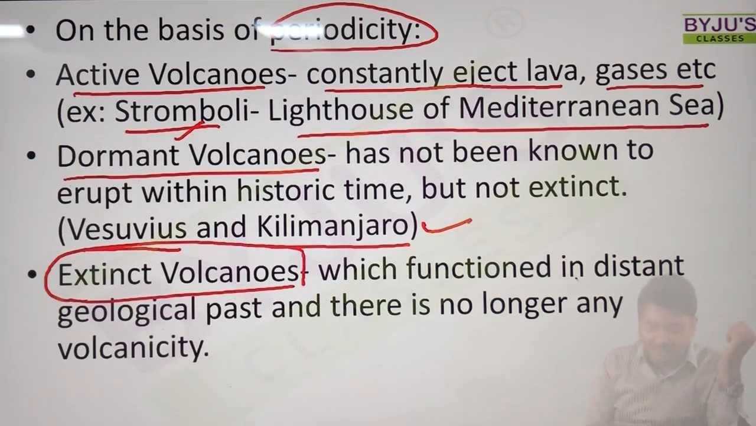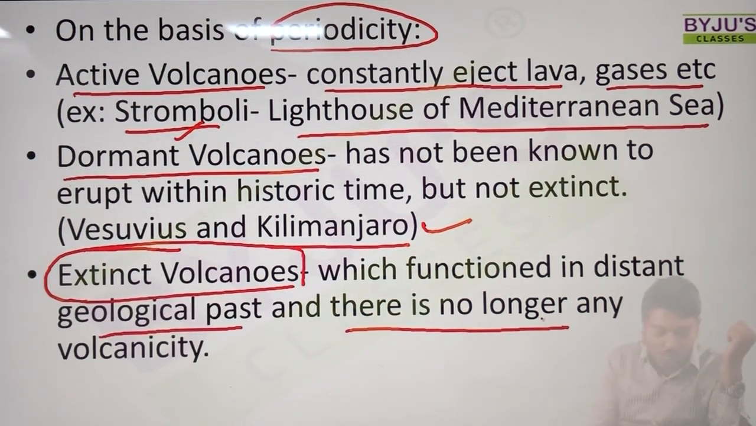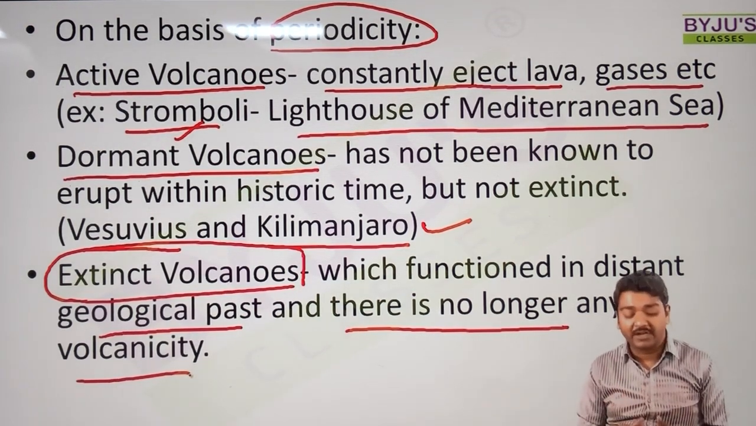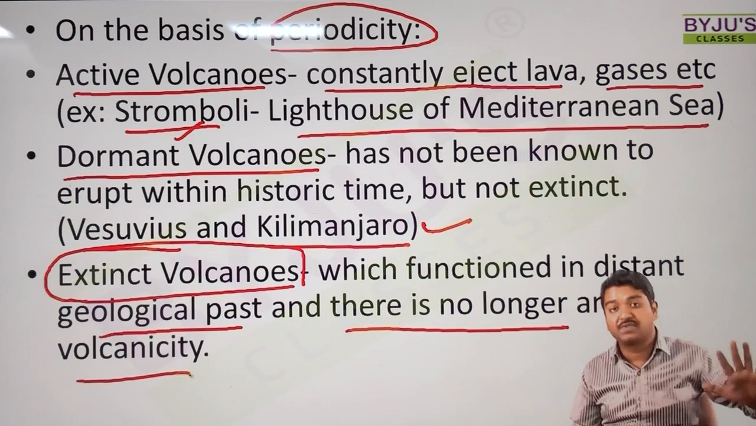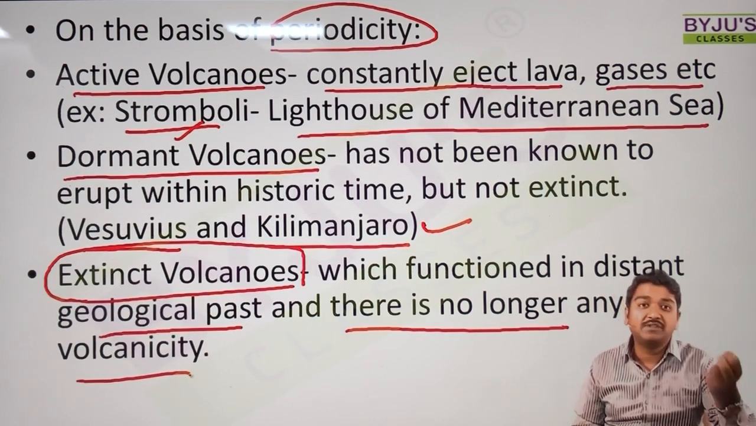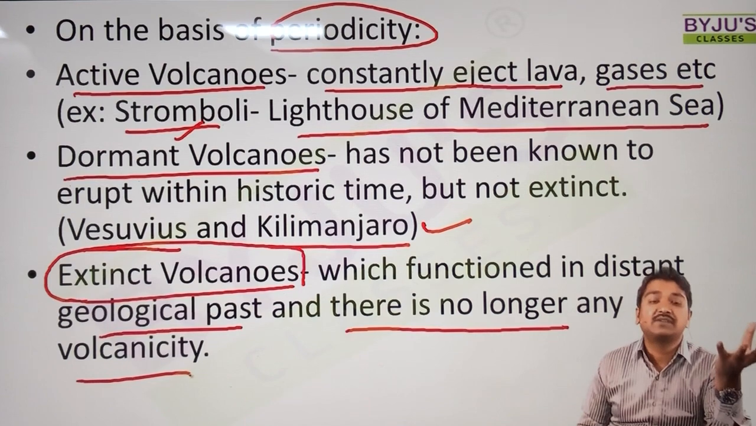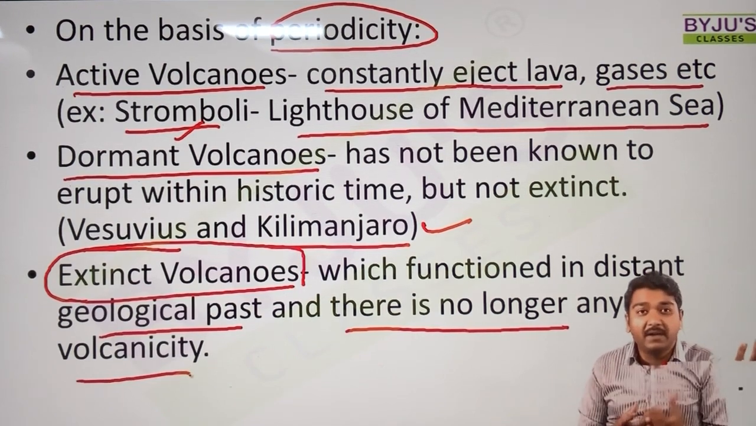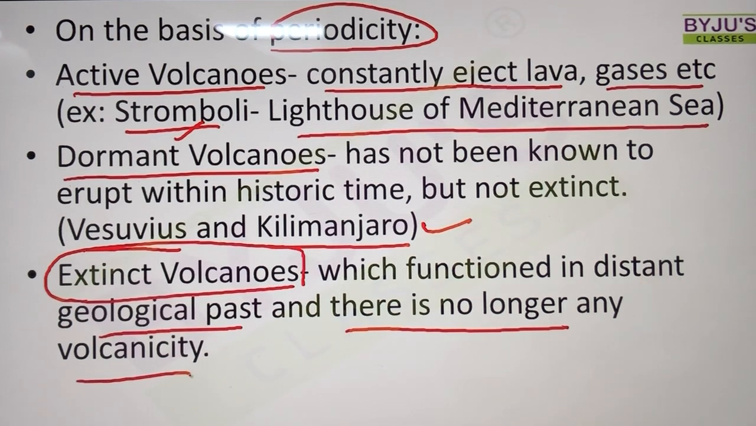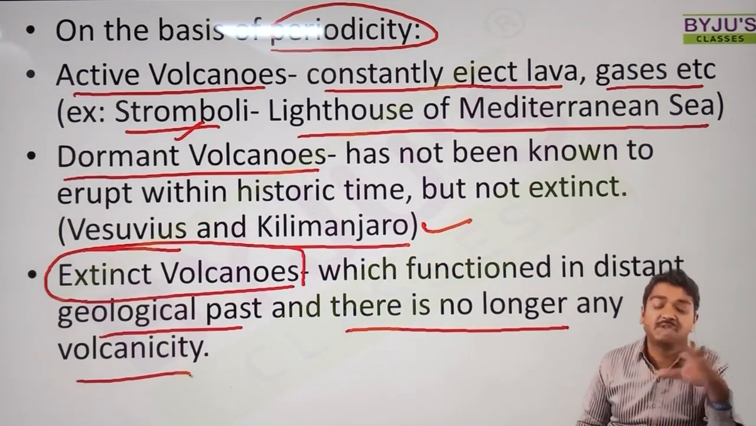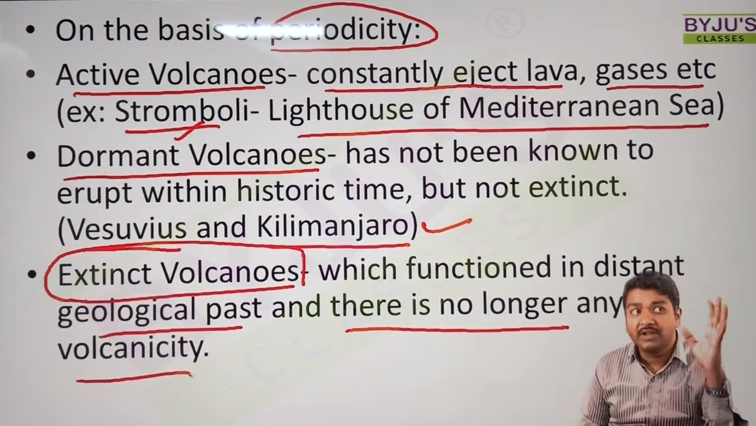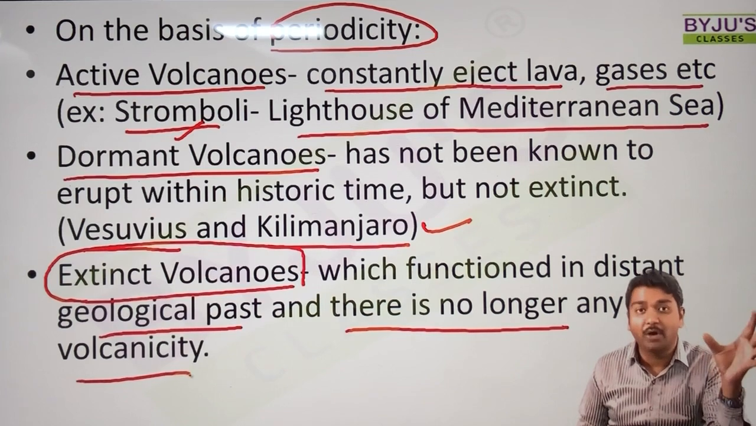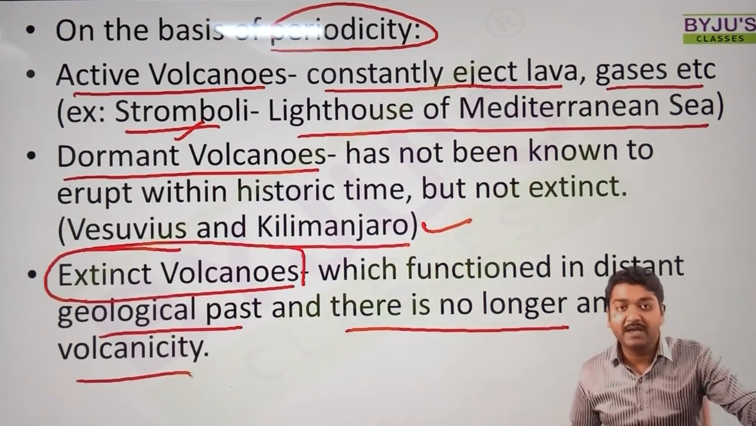Extinct volcanoes functioned in a distant geological past, and there is no longer any volcanicity. You see that deep inside the earth, the magma is not hot and it is not creating much trouble outside. So an extinct volcano, some generations back, it was there. When you see how this mountain has been formed, you feel that, okay, this is formed because of volcanic eruption. But recently, you have never heard that there was a volcanic eruption in this particular area. So if historical past is not noticed, you call it extinct. If you know that there was a volcanic eruption in this, then you call it dormant, and if it is happening continuously, you call it active.